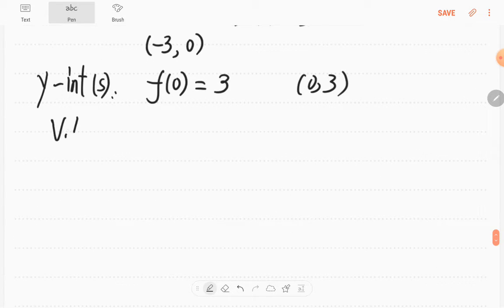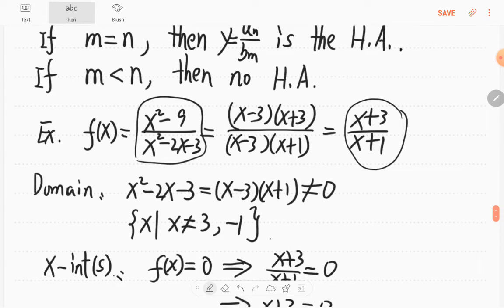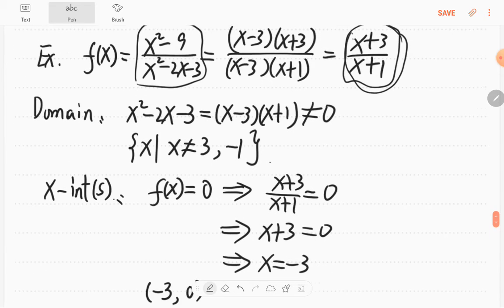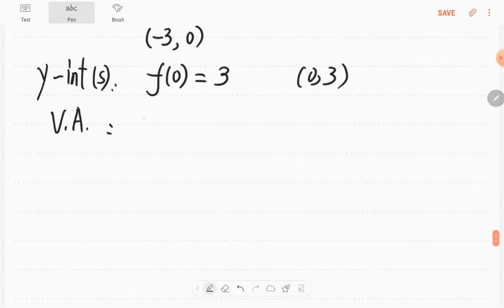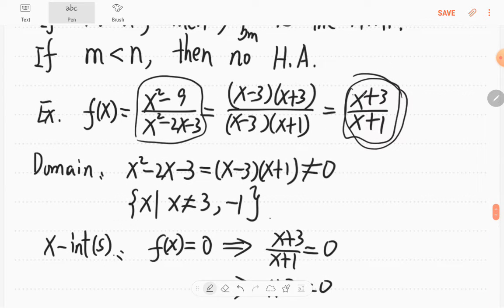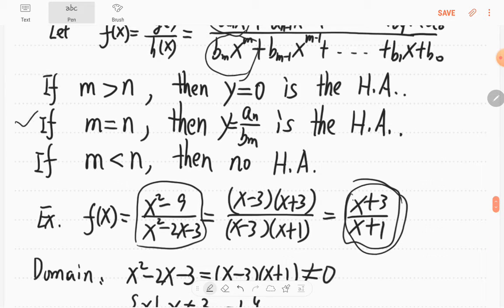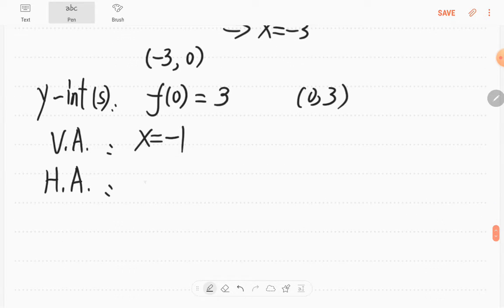Vertical asymptote. We need to look at the denominator, right? Vertical asymptote is x equals -1. Make the denominator 0, x equals -1. Horizontal asymptote. Let's look at the degree. This is degree 1. This is degree 1. The same degree, right? So it would be this case, which is the coefficient of the top over the coefficient of the bottom for the leading term. So it's 1 over 1. So y equals 1 over 1, which is equal to 1.